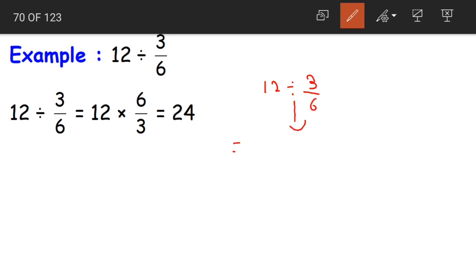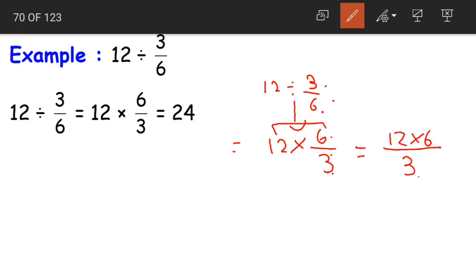What should we do? First, this division symbol is changed into multiplication, and for the fraction here we have to write the reciprocal. So 3 by 6 becomes 6 divided by 3. Now how do we multiply? 12 into 6 divided by our denominator 3. 12 6s are 72 divided by 3.